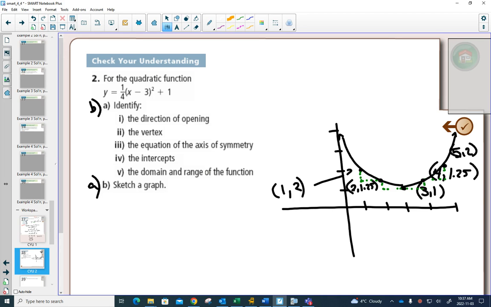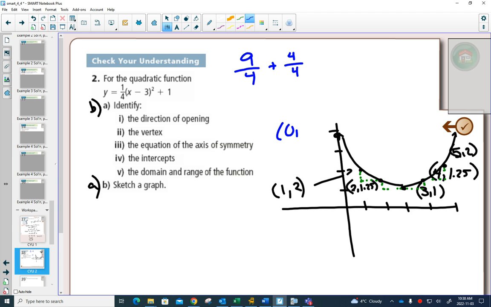Okay? We can also do that for important points. Like this is going to have 0, something. That's going to be my y-intercept. How do I find that? Well, I could go over 1 up 5/4, because that would be the next one, and count it. Or I could just plug in 0 into my equation. 0 minus 3, -3, squared would be 9. 9 times 1/4 would be 9/4. We have to add 1, which is the same as 4/4.